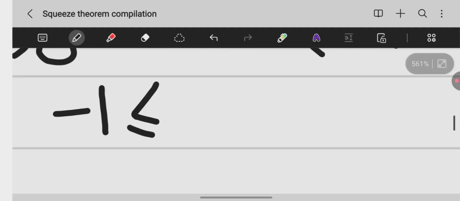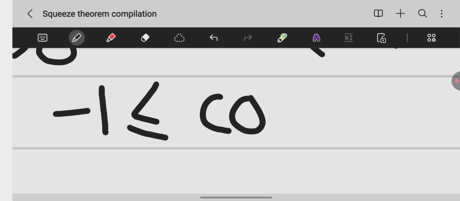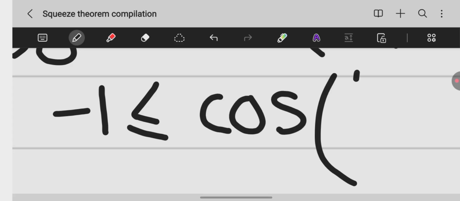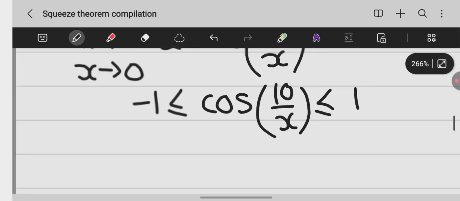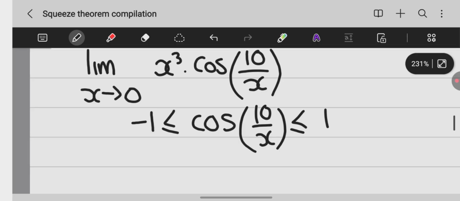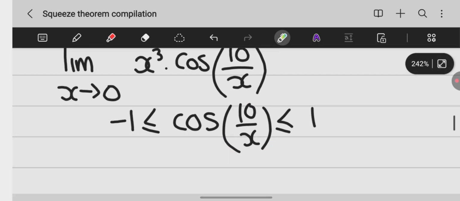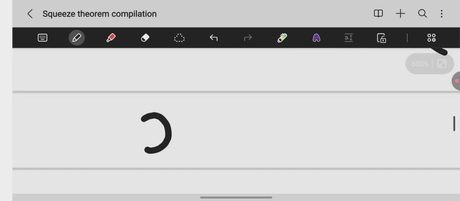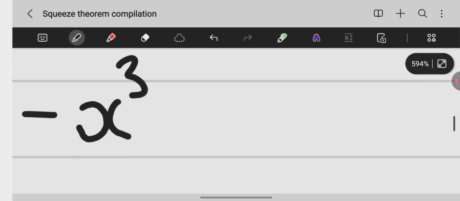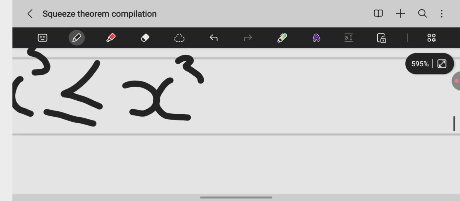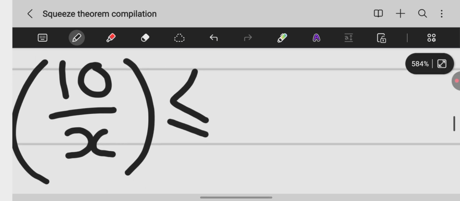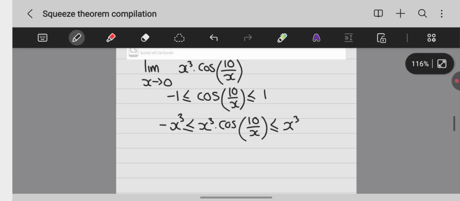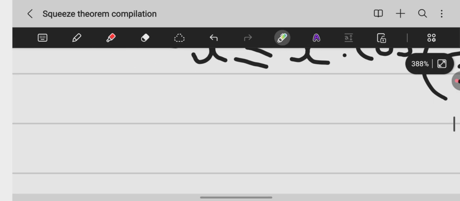So you'd have negative 1 smaller than or equal to cosine 10 over x, smaller than or equal to 1, right? Okay, yeah, so that's the angle. And multiplying by x cubed, you'd have negative x cubed, smaller than or equal to x cubed times the cosine of 10 over x, smaller than or equal to x cubed. And because our middle part looks like our given question, we can then find the limits for this and that.